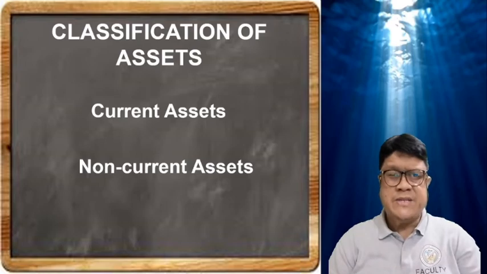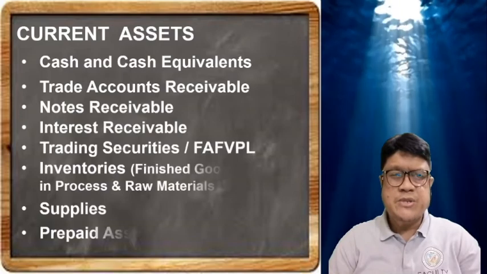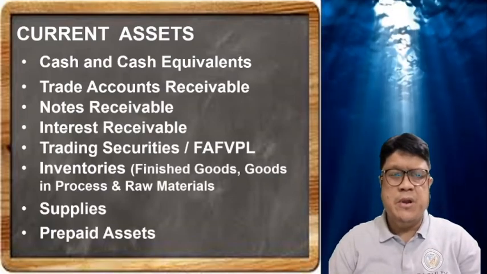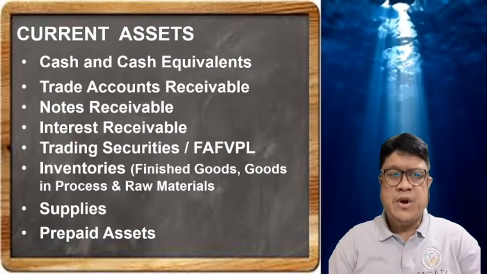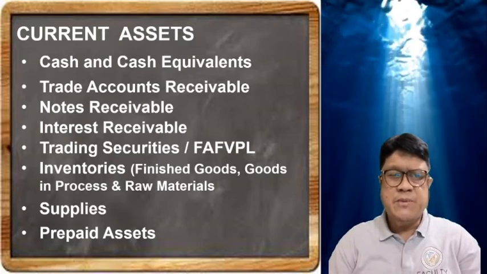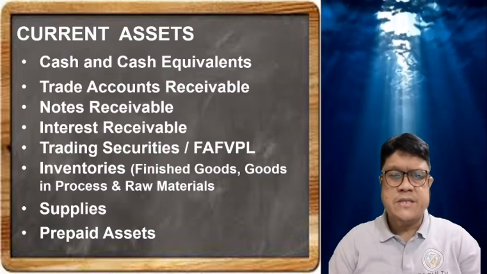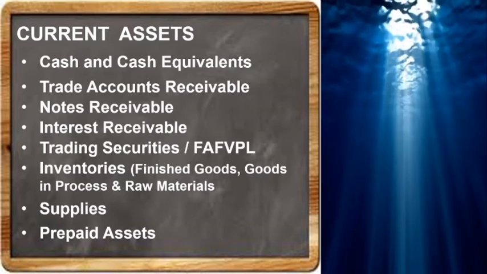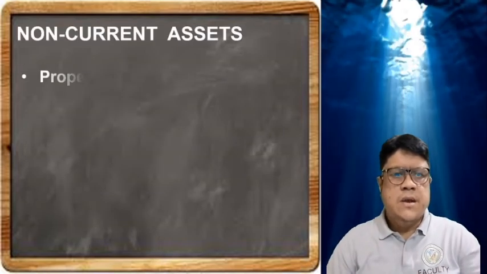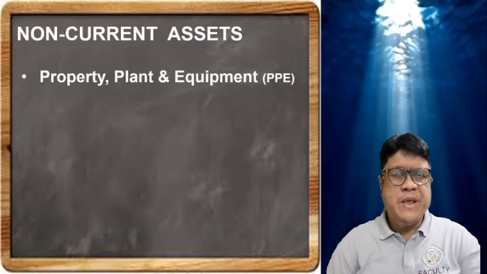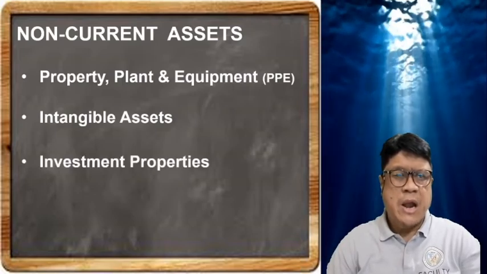Examples of current assets: cash and cash equivalents, trade accounts receivable, notes receivable, interest receivable, trading securities or FAFVPL, inventories, finished goods, goods in process, and raw materials, supplies, and prepaid assets. Examples of non-current assets: property, plant and equipment or PPE, intangible assets, investment properties, biological assets.